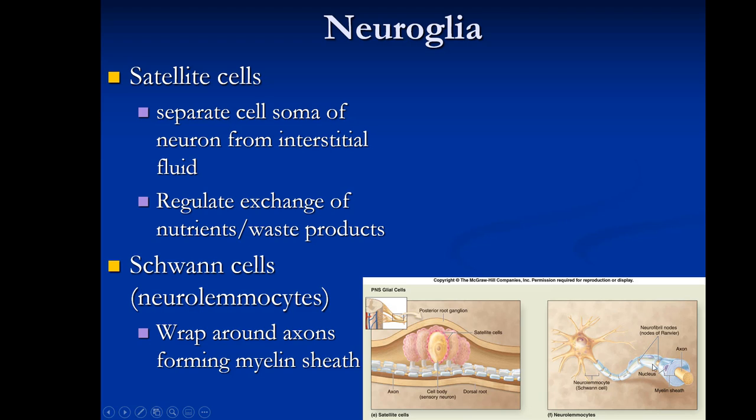So remember, now we're in the peripheral nervous system. So Schwann cells form the myelin sheath in the peripheral nervous system. They do so in a different manner than what we saw in the central nervous system. Each one of these little white things is a Schwann cell. So for instance, this axon is being myelinated by multiple Schwann cells.